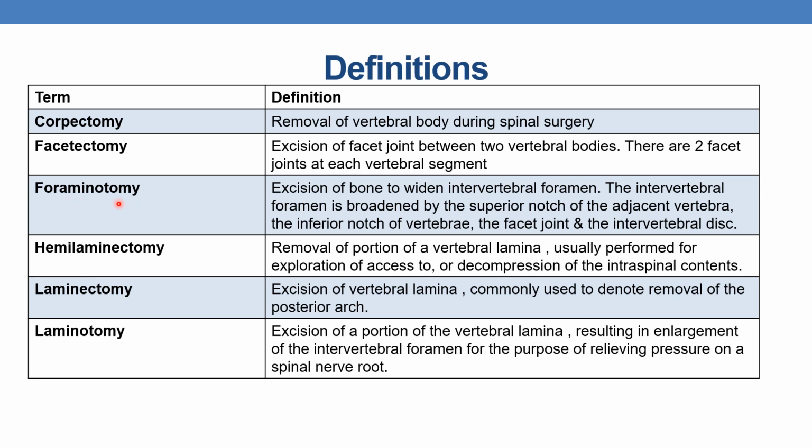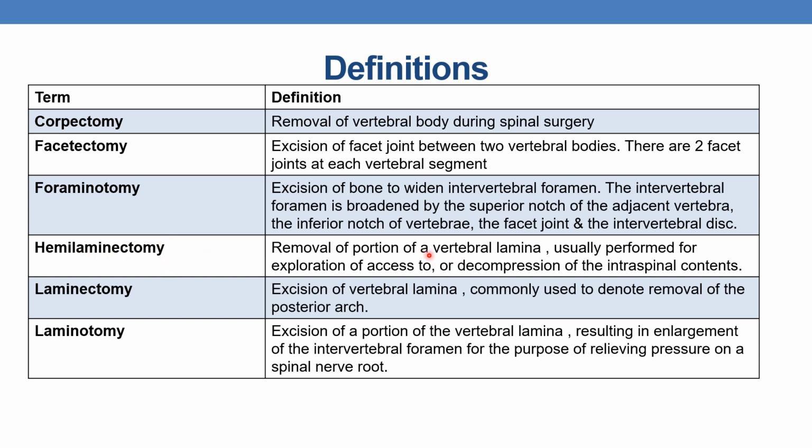The next is foraminectomy. Foraminotomy. Otomy means cutting or opening. Ectomy means removal. So foraminectomy is excision of bone to widen the intervertebral foramen. The intervertebral foramen is bounded by the superior notch of the adjacent vertebra, the inferior notch of the vertebra, facet joint, and the intervertebral disc. The next term is hemilaminectomy.